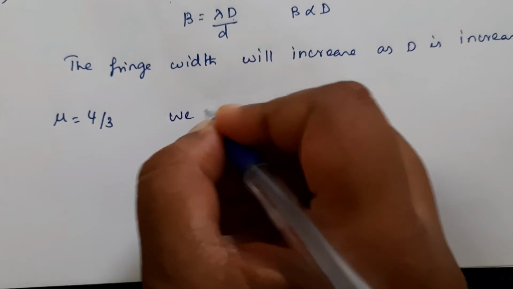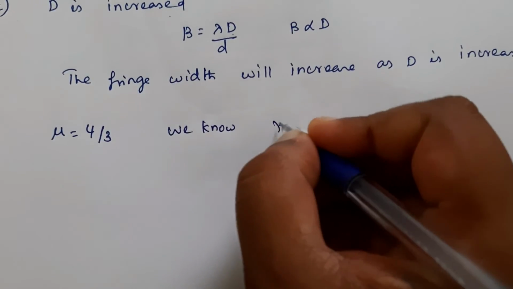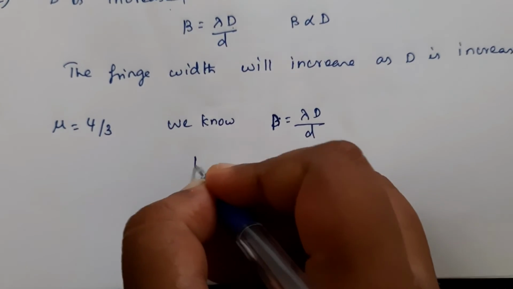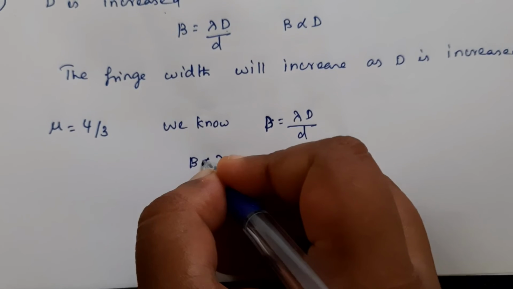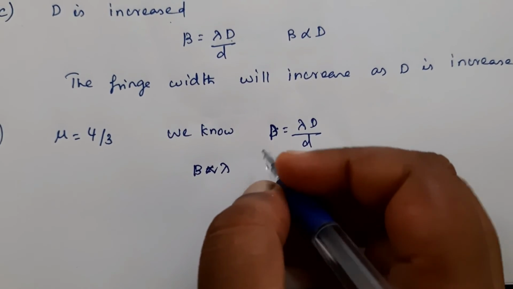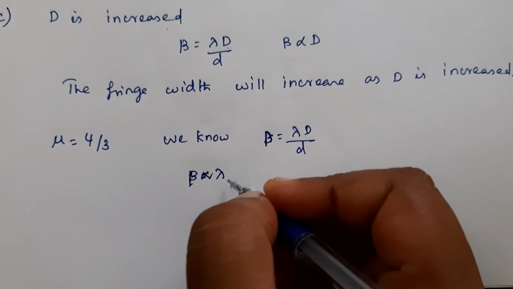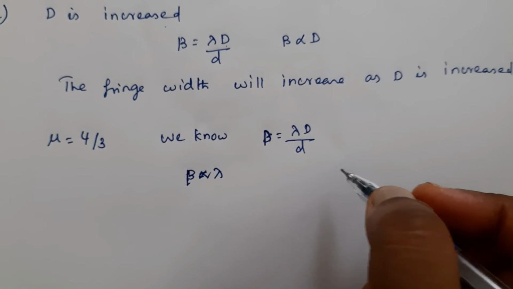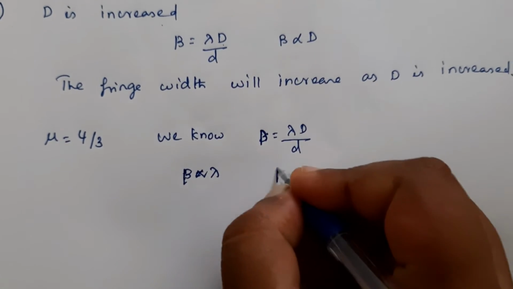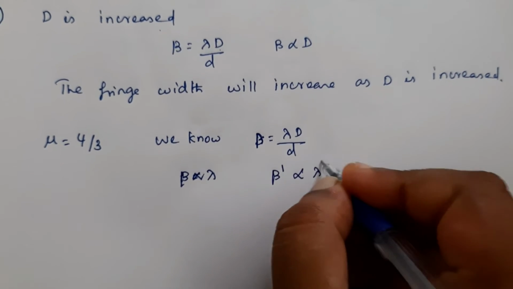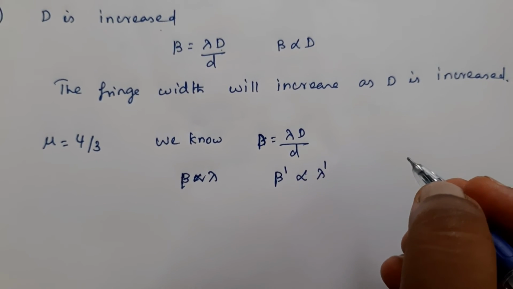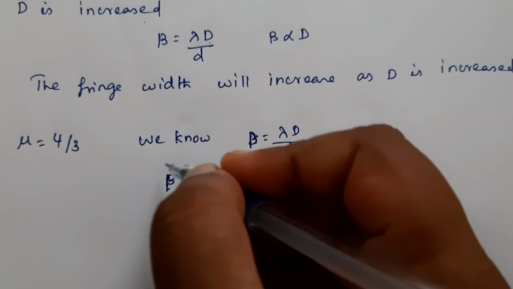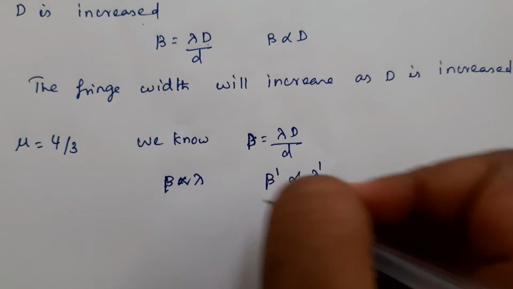Here we know beta is equal to lambda D by d. Now what is the relationship between beta and lambda? Beta is proportional to lambda. So initially the fringe width is proportional to the wavelength of the light. Now the whole setup is immersed in water. Now we have to find out the new fringe width. So we can write beta dash is proportional to lambda dash. We have to find beta dash. This is the setup which is not kept in water. Here it is kept in water.